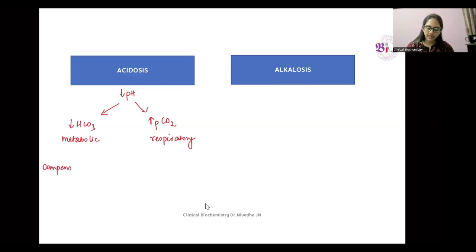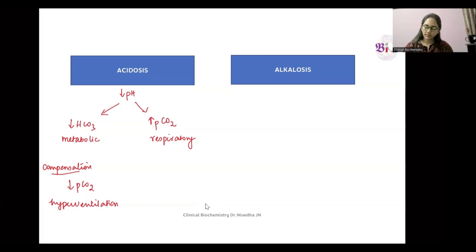For compensation of metabolic acidosis, the respiratory component will come for compensation. It will try to reduce the carbon dioxide content, because we know carbon dioxide is a source of acid, is it not? So it will try to reduce the carbon dioxide content by hyperventilation. Now, what will be the compensation for respiratory acidosis? Who will come for compensation? The metabolic component, that is the bicarbonate component, your kidney.